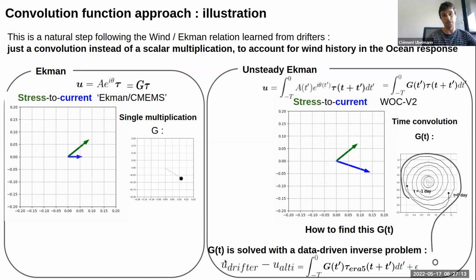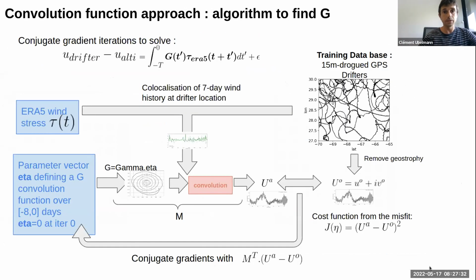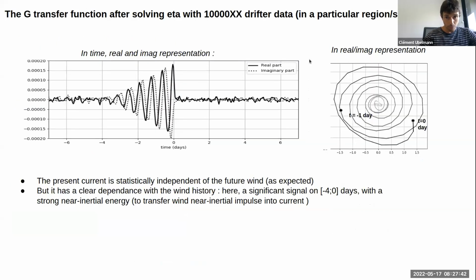So we have u, the velocity from the drifter. We remove all what we know is not part of this physics, here for instance the geostrophy. And we assume this is explained with this convolution with the wind plus epsilon, which is the rest, okay? Then we solve this inverse problem. It's actually a linear problem, so quite easy to solve with conjugate gradients. And we get a convolution function.